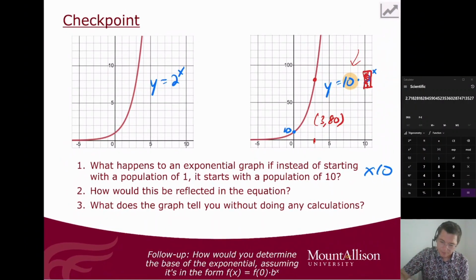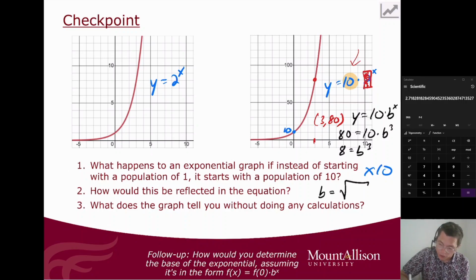Well, then right away, we can say I've got y is equal to 10 times b to the x. We know that 80 is equal to 10 times b to the 3. And so divide both sides by 10, I get 8 is equal to b cubed. And so I can get that b is equal to the cube root of 8, which is equal to 2. So using that extra data point, we can find that out.